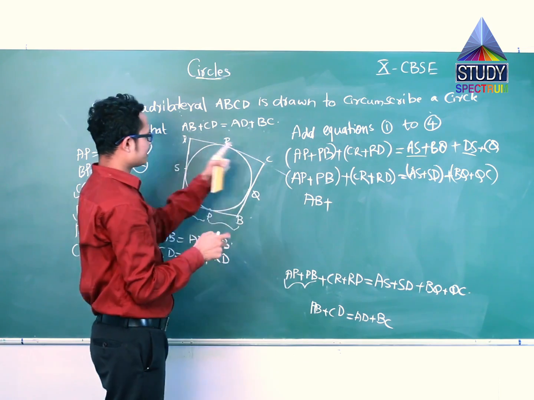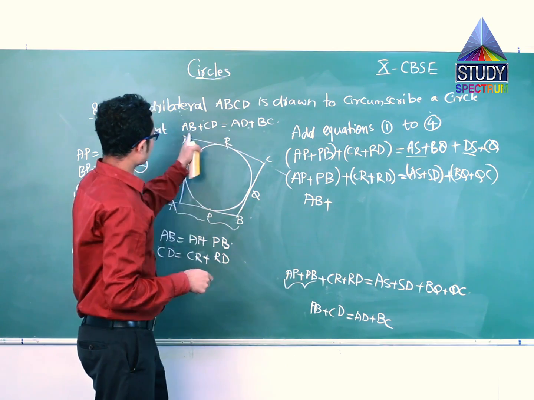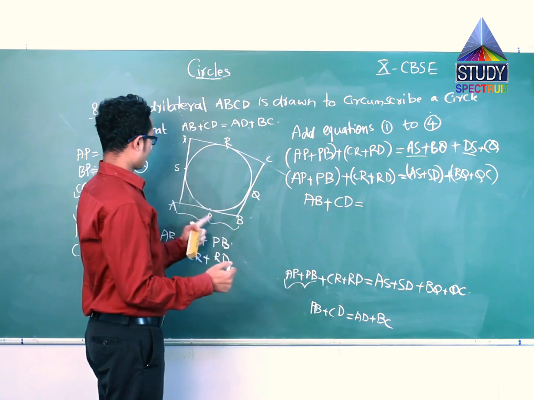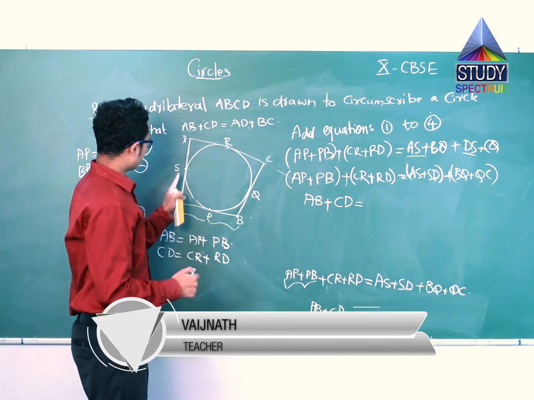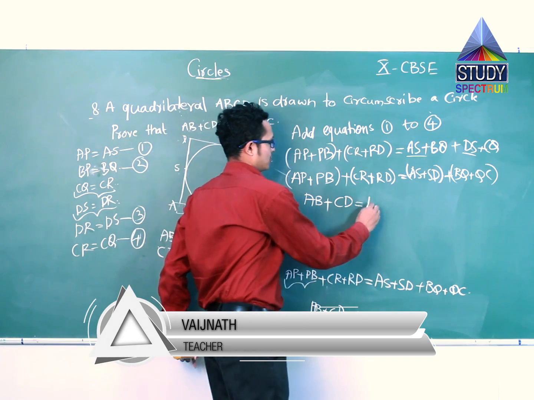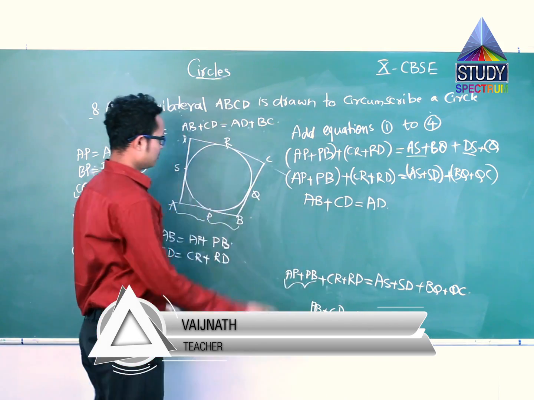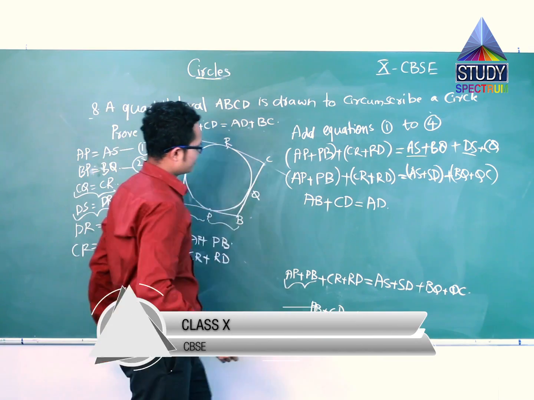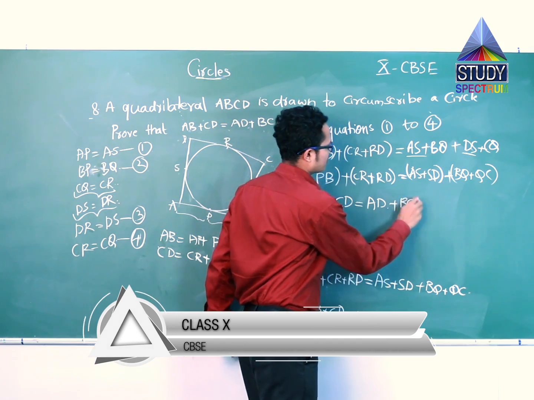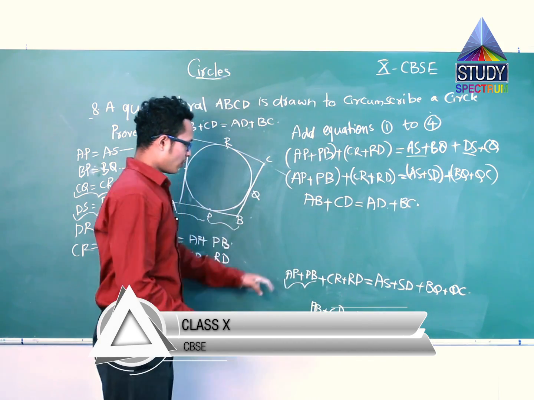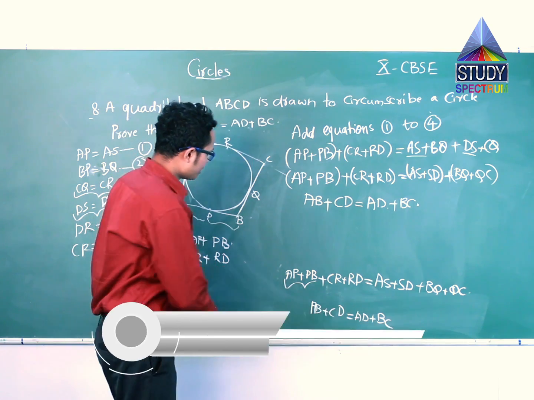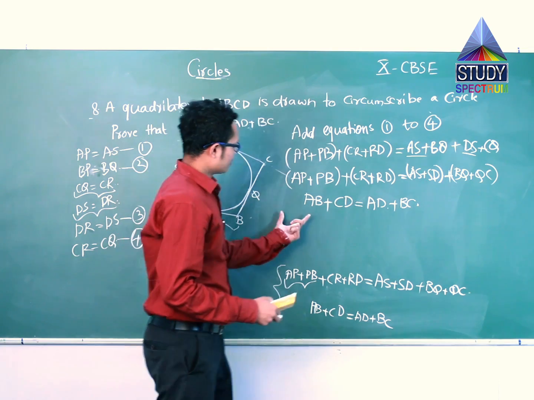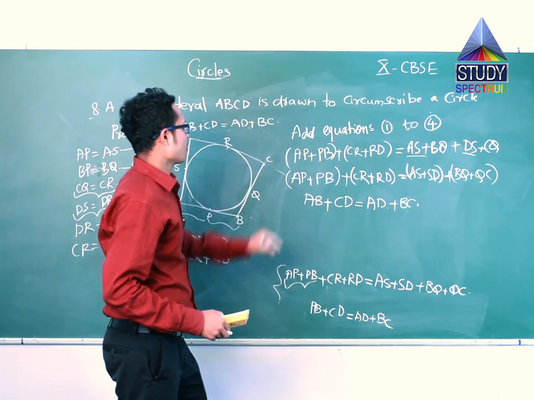CR plus RD, isn't it CD? CR plus RD is CD, is equal to AS plus SD. AS plus SD is AD. Then BQ plus QC. BQ plus QC is BC. Now in the examination, you might want to erase this, or if you have written it in pencil, you can erase it, or if you have written it with a pen, you can strike it off. This is one of the methods.